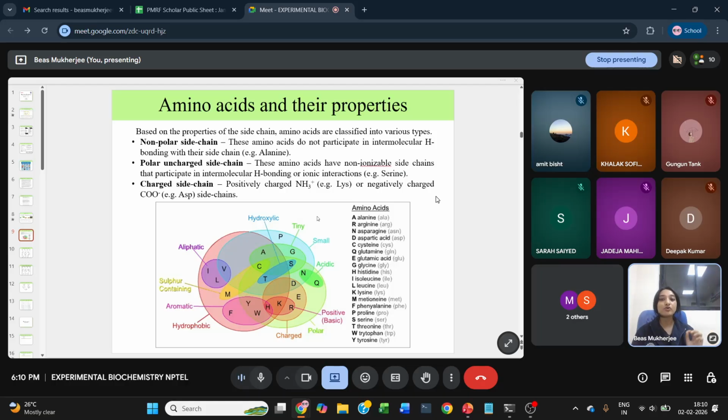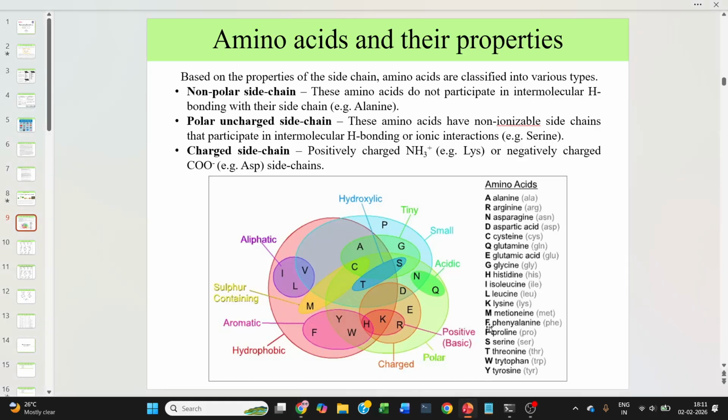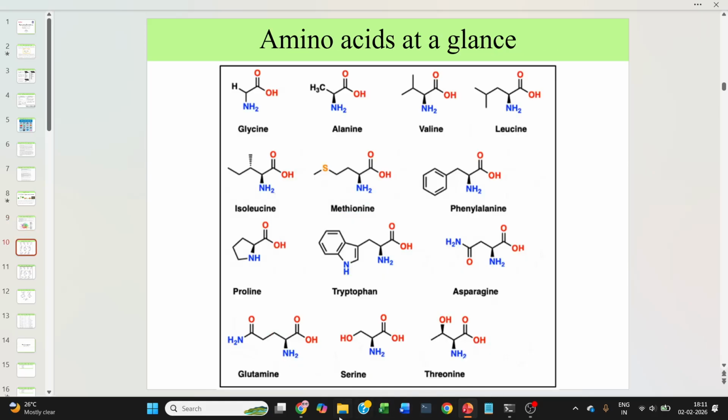Now we go to the charged side chain amino acids. Positively charged amino acids, for example, lysine and arginine, and negatively charged amino acids, for example, glutamic acid and aspartic acid, are all already charged. So of course they would be very active in intermolecular reactions and also intramolecular reactions. Okay, so you can remember this figure.